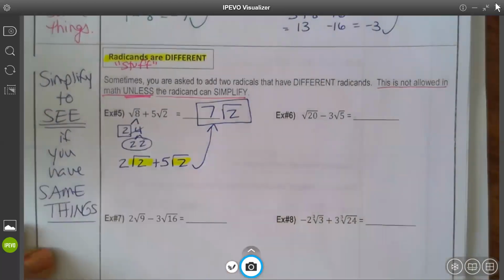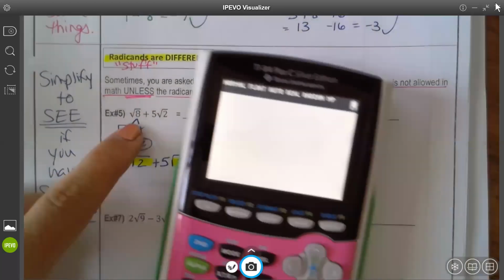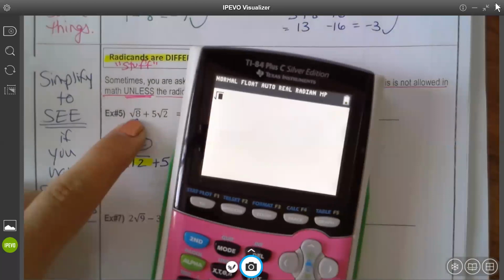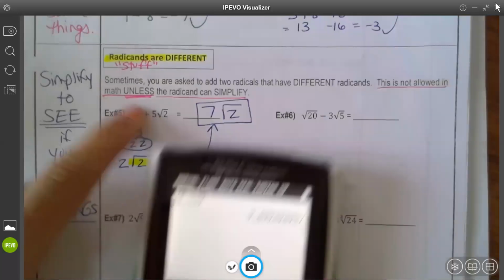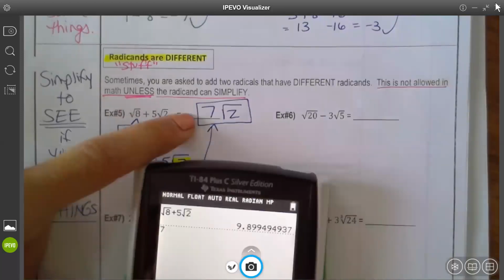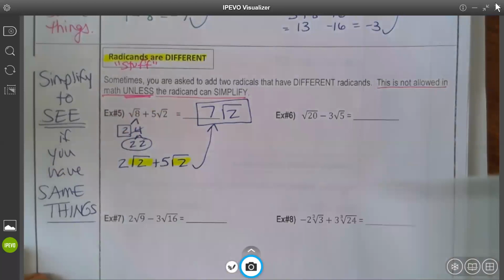If you're like, yeah, that seems like voodoo to me, well, I can prove it to you. Square root of 8 plus 5 square root of 2 is that. And then what did we get? 7 square roots of 2. And it's the same decimal. So my answers are the same.